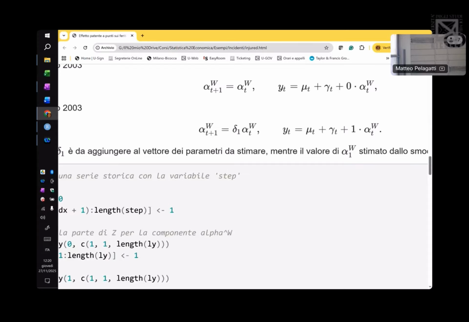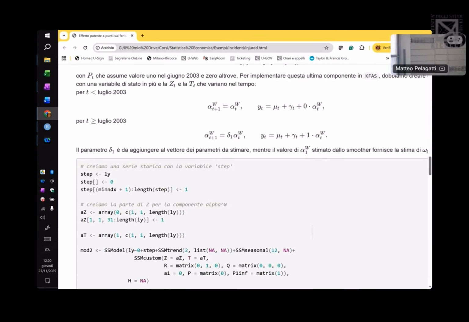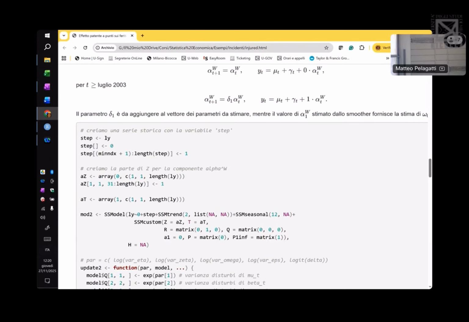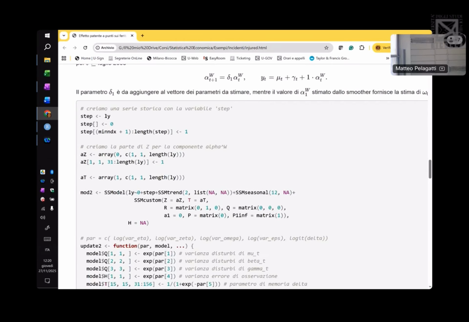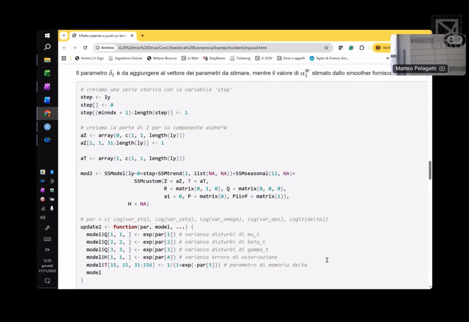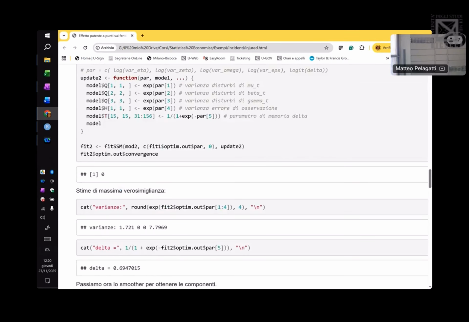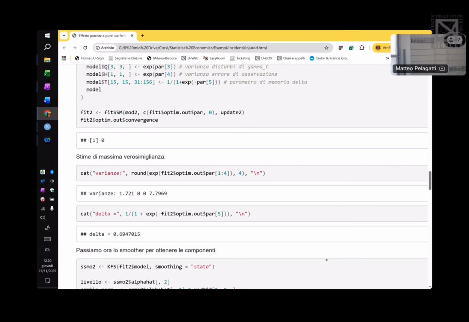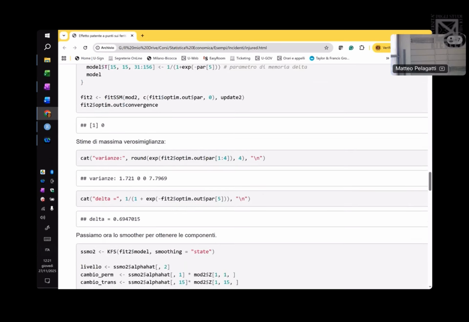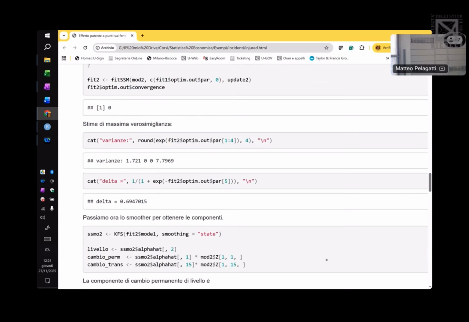And here, it's just coding, so you may just take your time to read it, but I implemented exactly that thing by using the SSM custom, of course. And let's see what happens. Well, these are the variances of before. And look at this. This is the estimate of the delta. The delta is 0.7. So it's, of course, how quick is that? It means that every month it reduces the previous value by 30%. Okay, you can interpret it in that way.